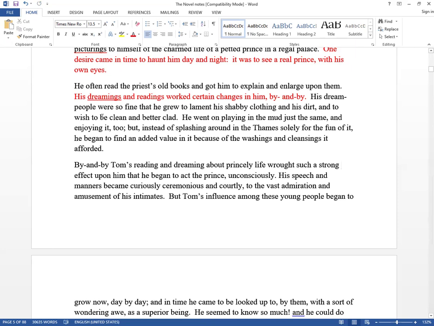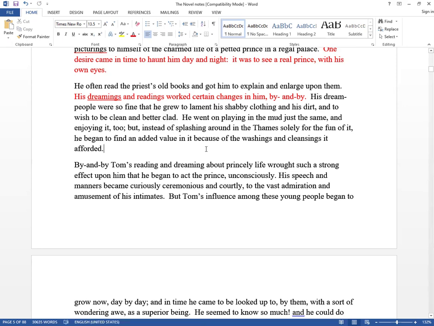His dream people were so fine. They were very fine. He grew to lament. Tom grew, meaning became, to lament. To lament means to worry. Tom began to worry about his shabby clothing. Shabby means old, torn, dirty clothing. Now Tom knows there are better clothes than his clothes. Now he is worried about his dress. It is dirty, it is torn and shabby. Now he wishes to be clean. Now Tom wants to be a clean boy and better clad, a nicely dressed boy.